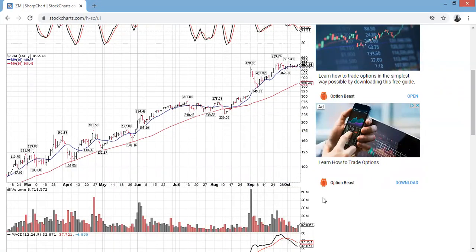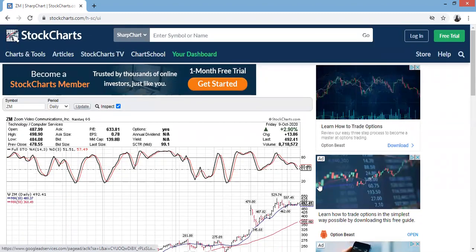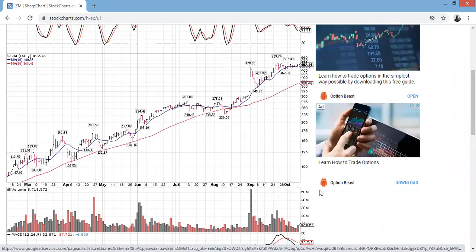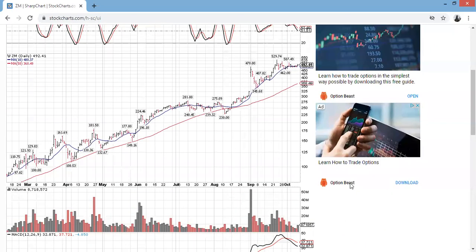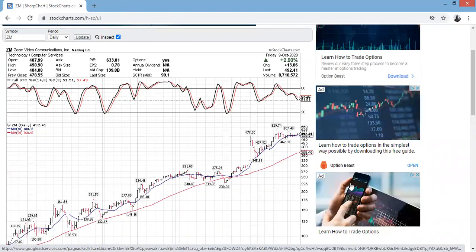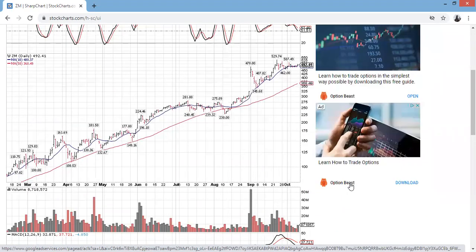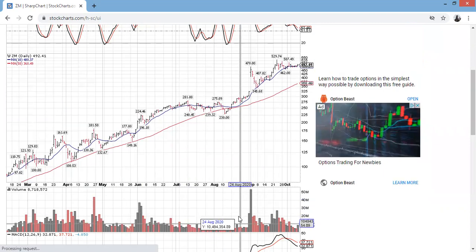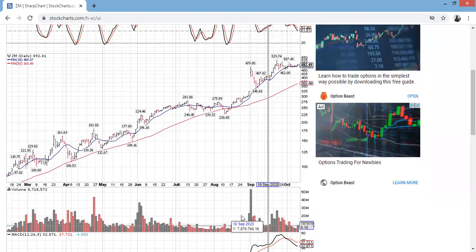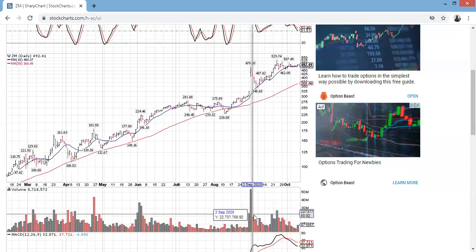The first thing you need to know is that when you're buying stock, one of the most important things to help you with that is to know how to read a stock chart. This is what a stock chart normally looks like. Down at the bottom right here is the volume, which is the number of shares traded each day in the stock.